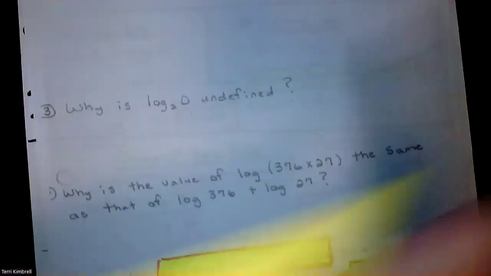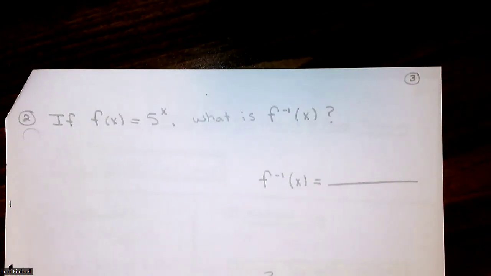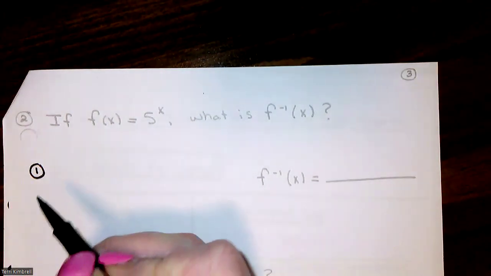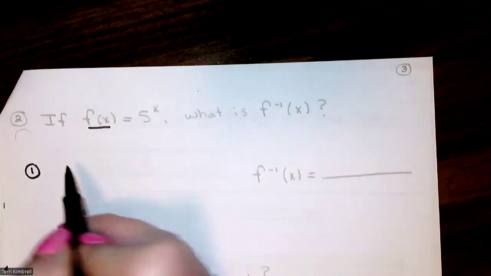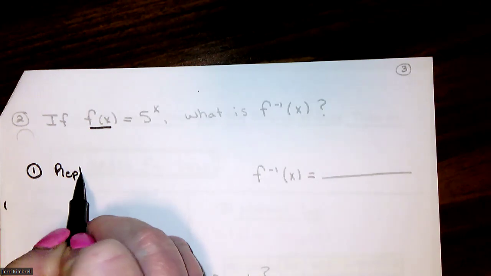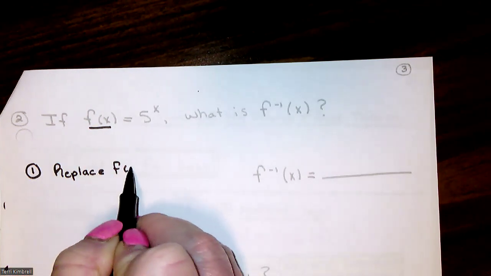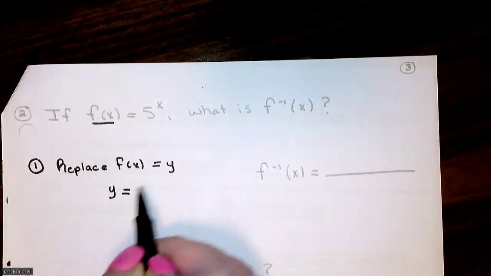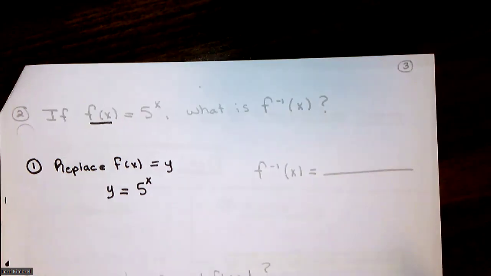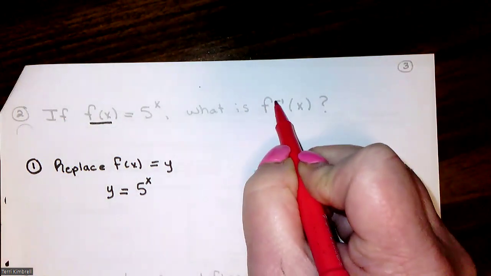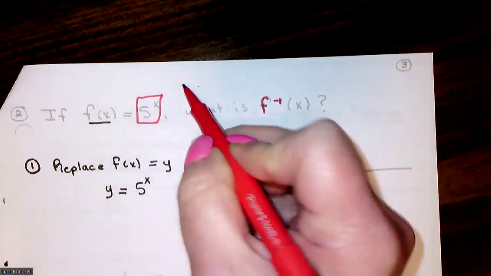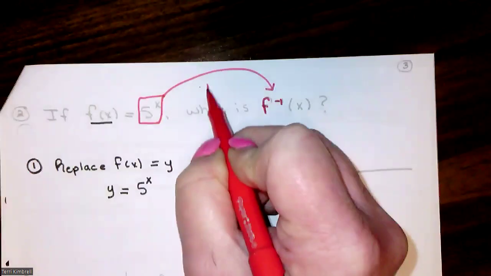Okay, and I'm going to talk about a few more things with the review. So when you're looking at this to get the inverse, I'm going to put the steps down for you again. Remember that you are going to replace f of x with y. So I'm going to write y equals 5 to the x. Now remember that this stands for inverse, okay? And if this is an exponential, the inverse is going to be a log.